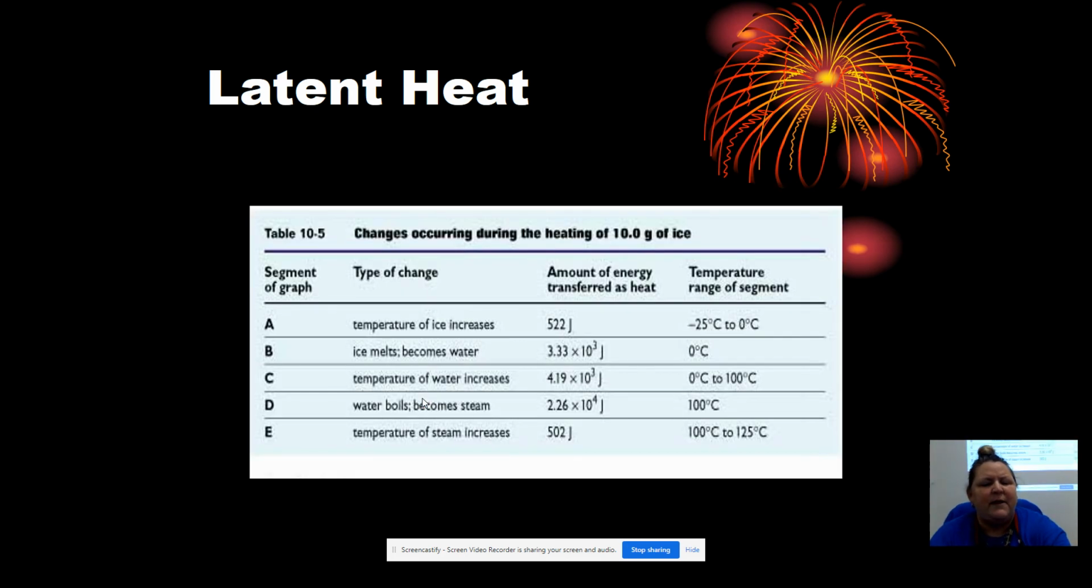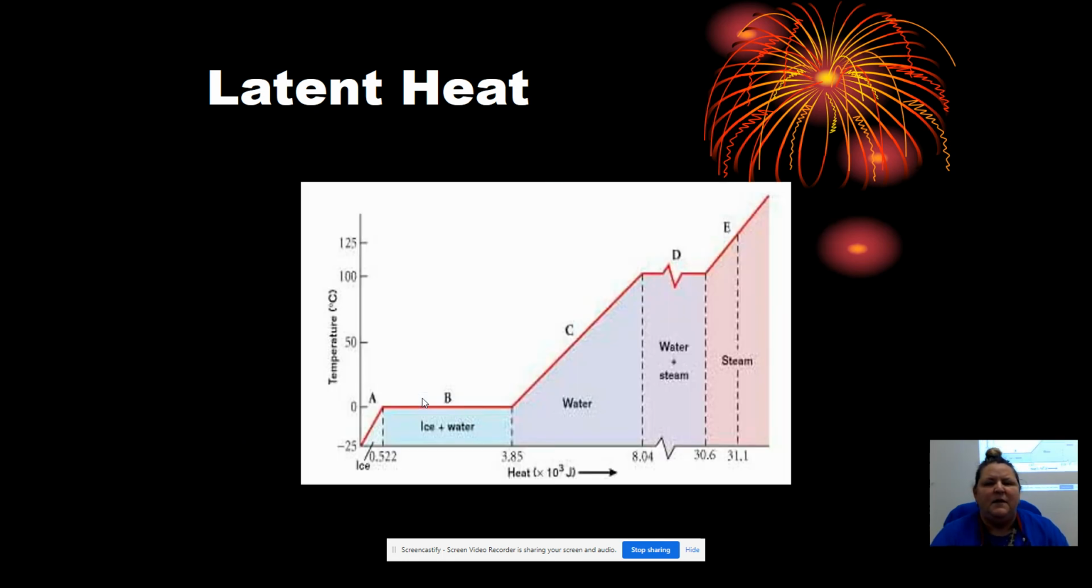Once it gets to the boiling point, water boils and becomes steam. So it's going to stay the same temperature till all the water has become steam, and then the steam alone will go up. So the places in which the temperature is stabilized is when it's a combination of two phases, the ice and the water and the water and the steam.